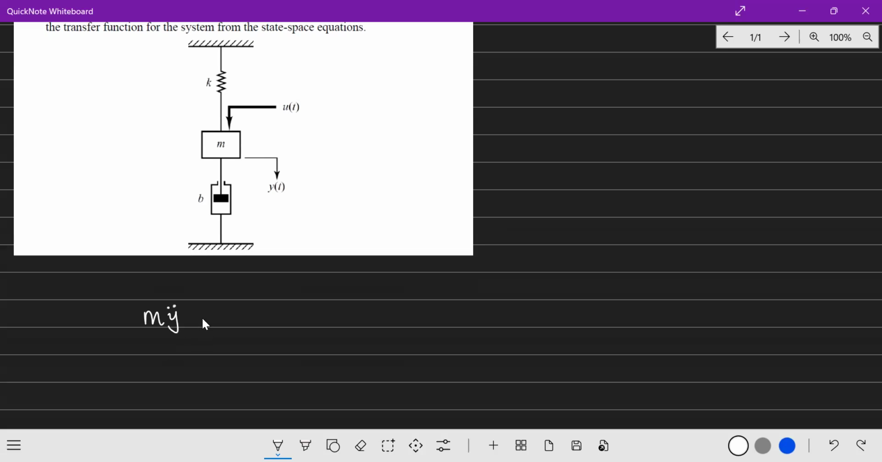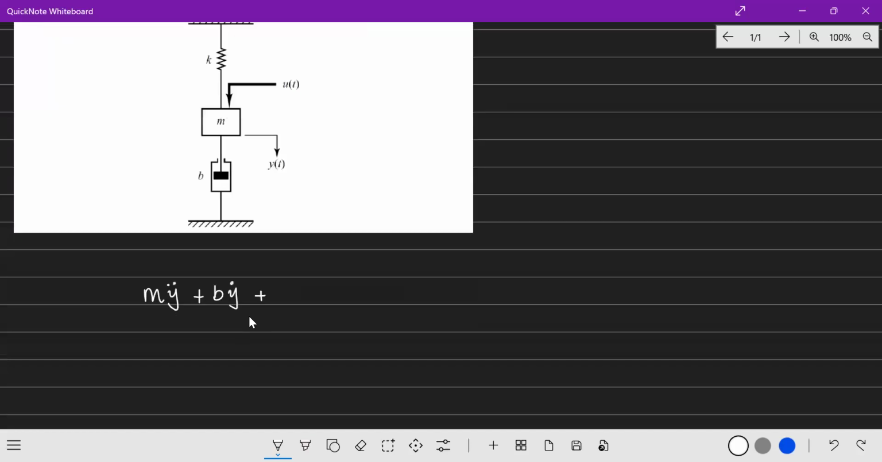And then plus another force, from the damper. This one is based on the velocity of the system, how fast it moves. So the damping constant, the viscosity constant, multiplied by the velocity of the system. The velocity is simply the first derivative of displacement, the rate of change of displacement. And then plus the force from the spring. So this is equal to a times the displacement, right?